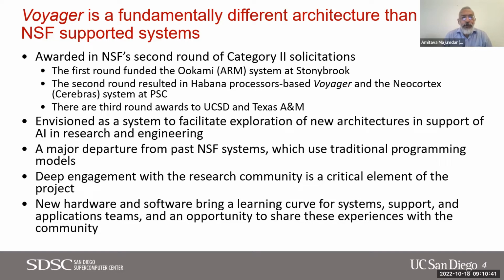One was also to UCSD, which will have GPUs and FPGAs and distributed computing. Another one, Texas A&M, which will also, I believe, have GPUs and FPGAs. So going back to Voyager, it's a system to facilitate exploring a new architecture, in this case an AI-focused architecture, in support of AI and science and engineering. That's the whole goal with this project.